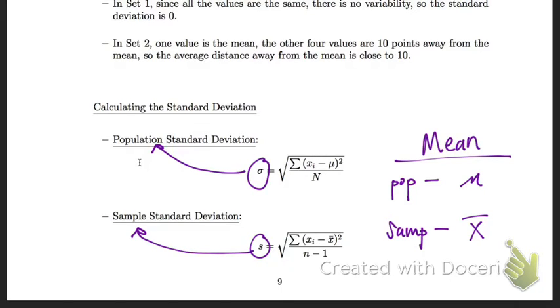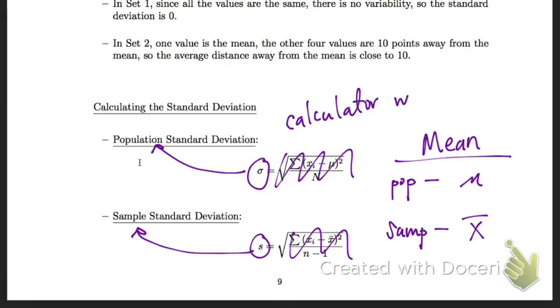You do not need to have these formulas memorized because the calculator will provide them. And I'm going to show you in a minute how to do that.